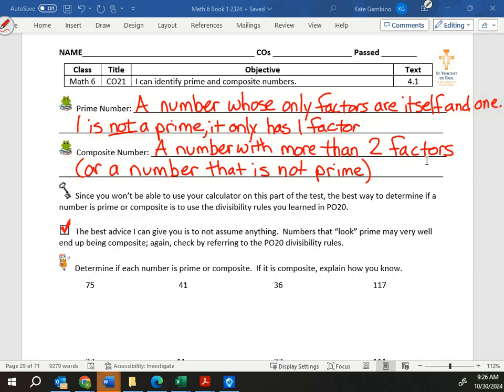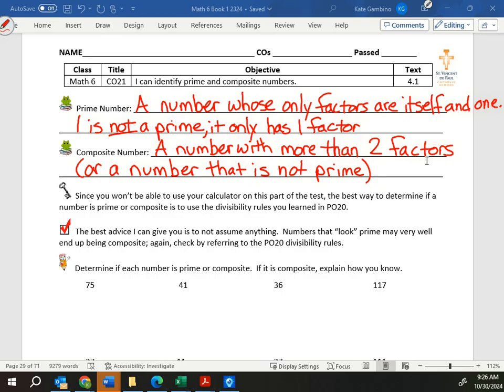There are lots of other numbers. Think about your fact families. Think about the multiplication facts that you're doing, your multiplication tables. Lots of numbers that we can multiply together to get to other numbers. It is a prime if it has no other way to get to it. 3 times 1 is 3. That's the only way we can get to 3, so it's prime.